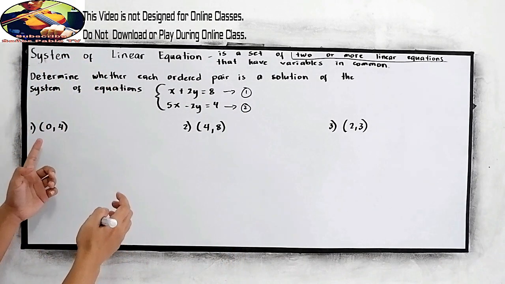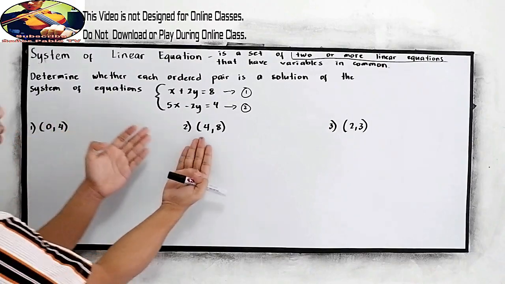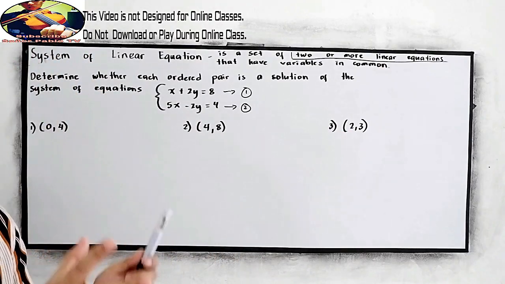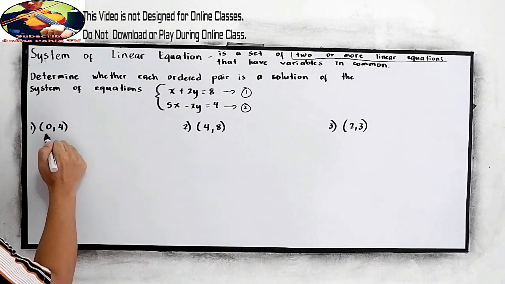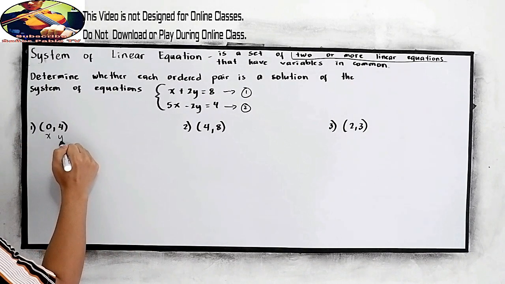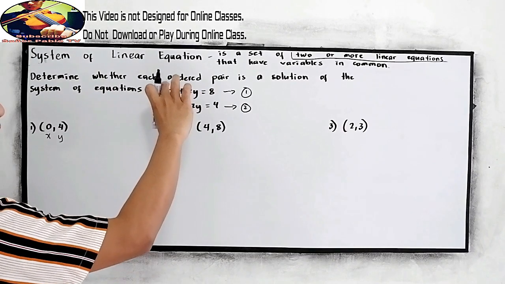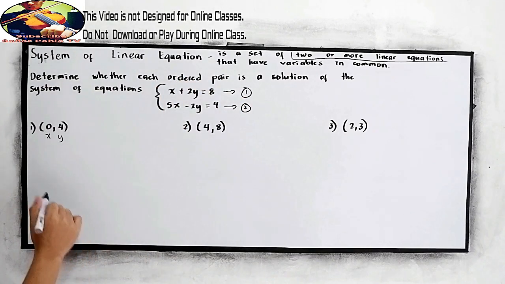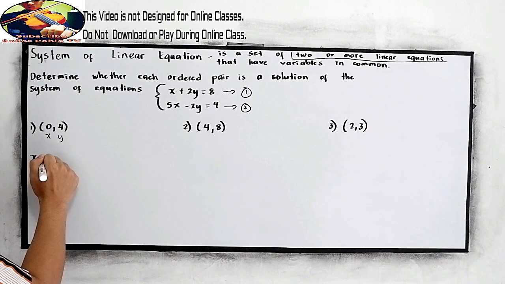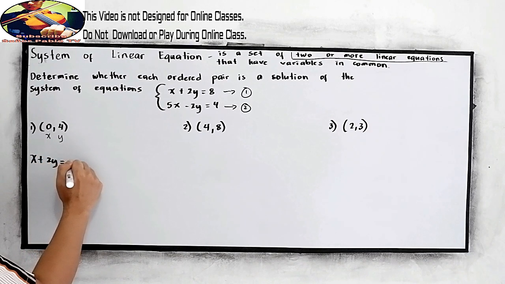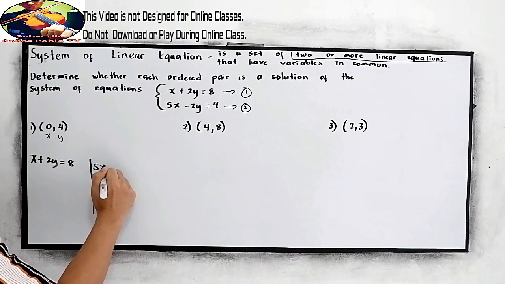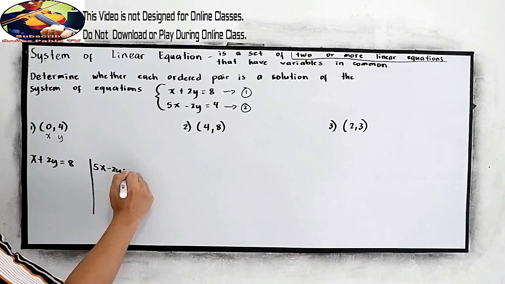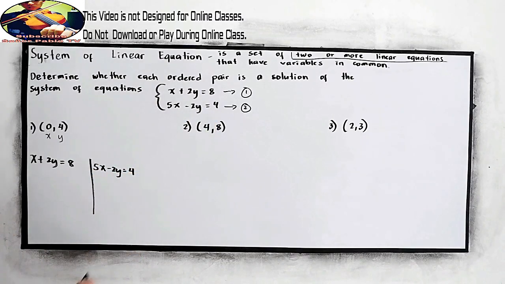Now, given the points, let's say (0, 4), we're just going to substitute our values for x and y. Since this is a point, this is our x and our y. So we have the equations x plus 2y is equal to 8, and the other one is 5x minus 2y is equal to 4.